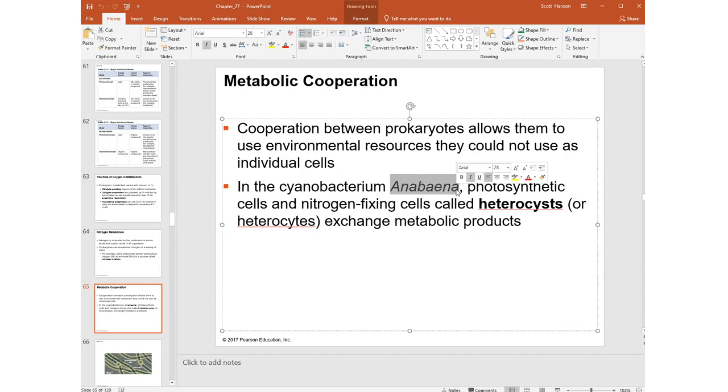It's got photosynthetic cells, and it's also got nitrogen-fixing cells that are called heterocysts, or maybe heterocytes. And they exchange metabolic products. So in other words, the photosynthetic cells can produce energy by catching light from the sun, and they can supply the nitrogen-fixing cells with energy, with ATP produced by photosynthesis, and then the nitrogen-fixing cells can supply the photosynthetic cells with nitrogen, and so it's a very nice exchange, a very good symbiosis.